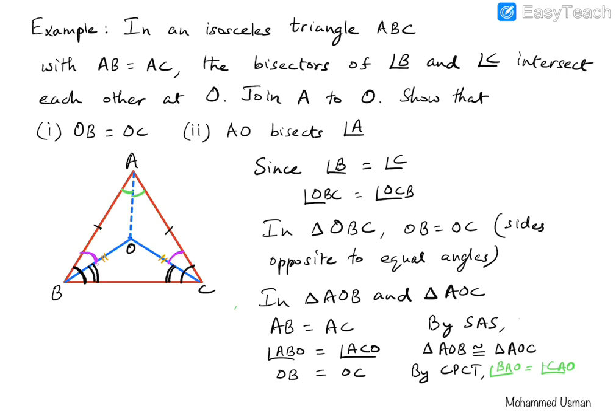So therefore, let me write the rest of the part here. Therefore AO bisects angle A, because angle BAO is equal to angle CAO. So that means AO, the dotted line here, is bisecting angle A.